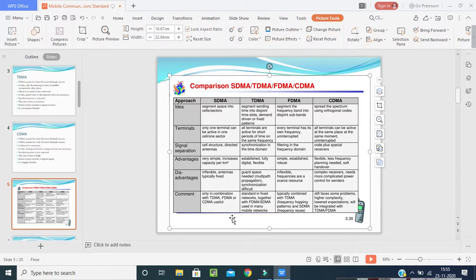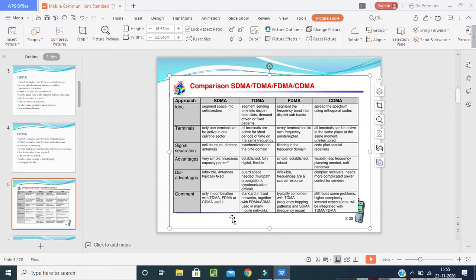Whereas in FDMA, what is the main idea? The main idea of FDMA is segmenting the frequency band into disjoint subbands. What do the terminals of FDMA have? Every terminal has its own frequency, uninterrupted. And coming to the signal separation in FDMA, it is filtering in the frequency domain.